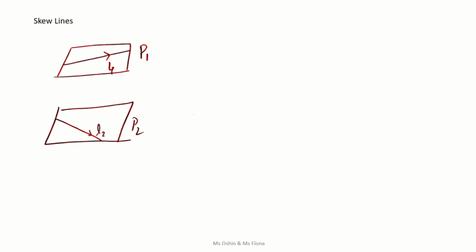You observe that these two lines, L1 and L2, never intersect. They are not intersecting. Also, they are not parallel. And also, since they are lying on two different planes, they are non-coplanar. So this is an example. These lines are the examples for skew lines.